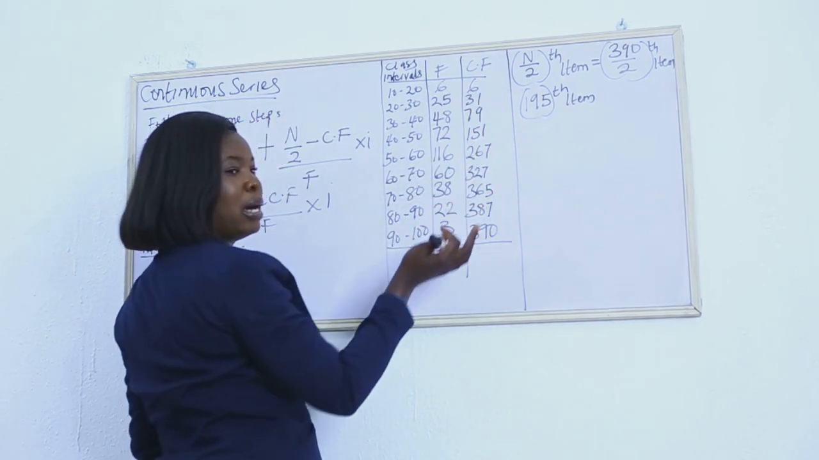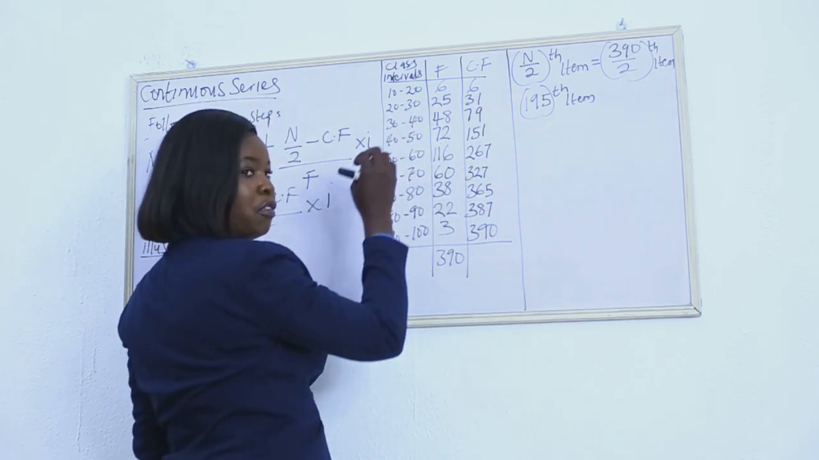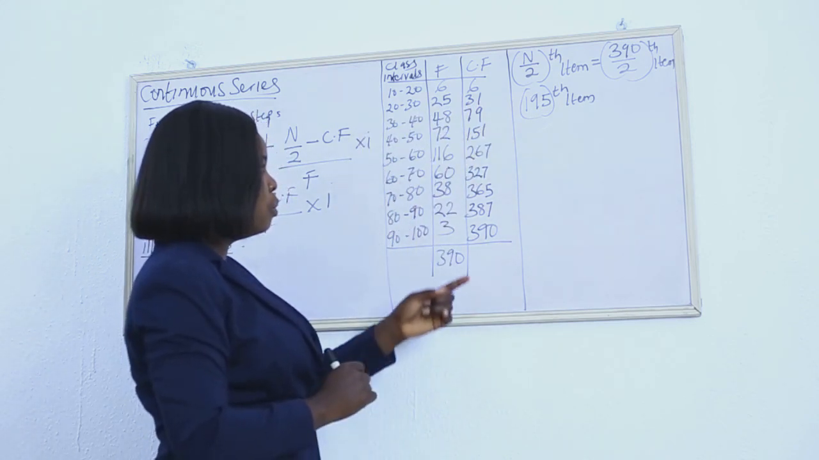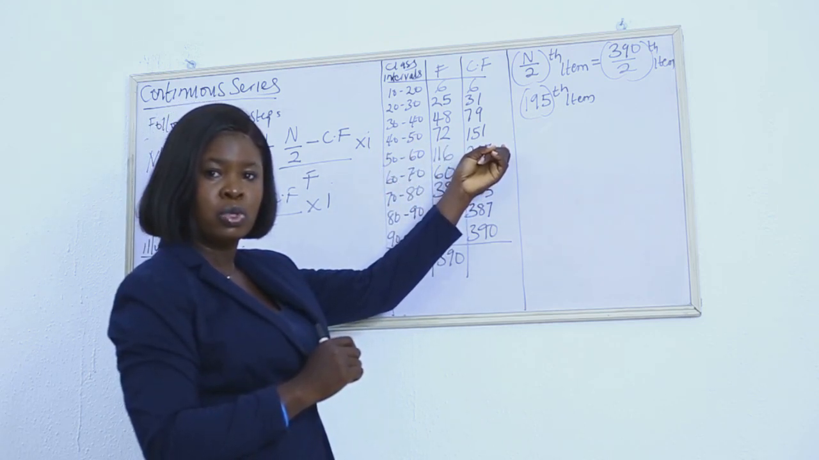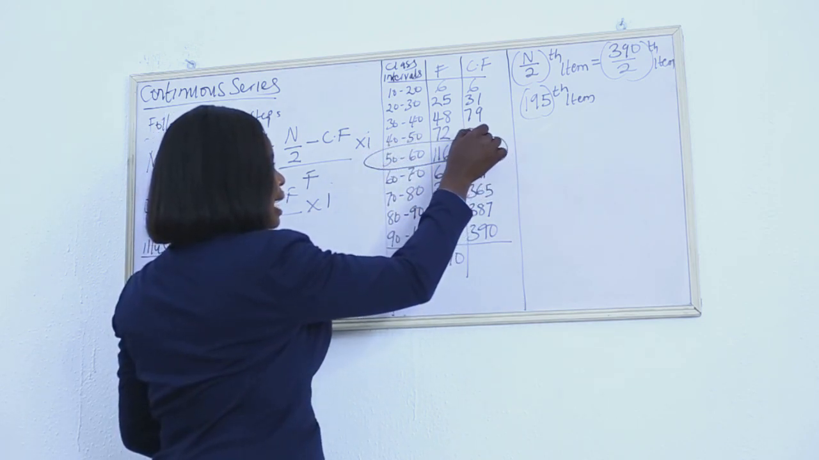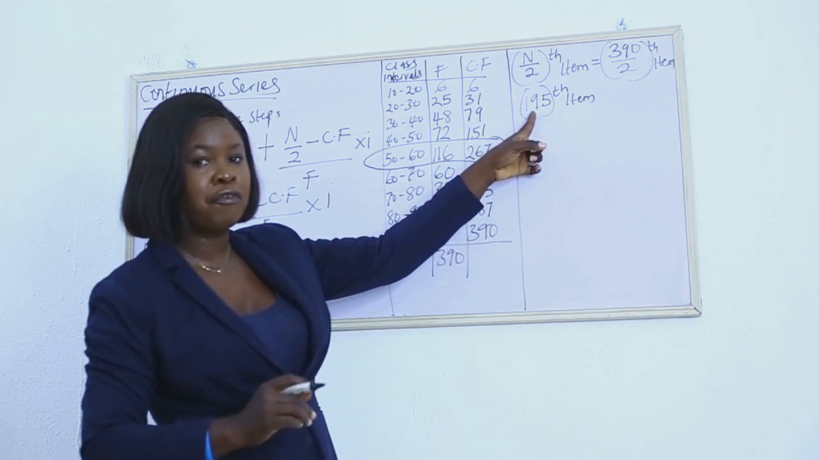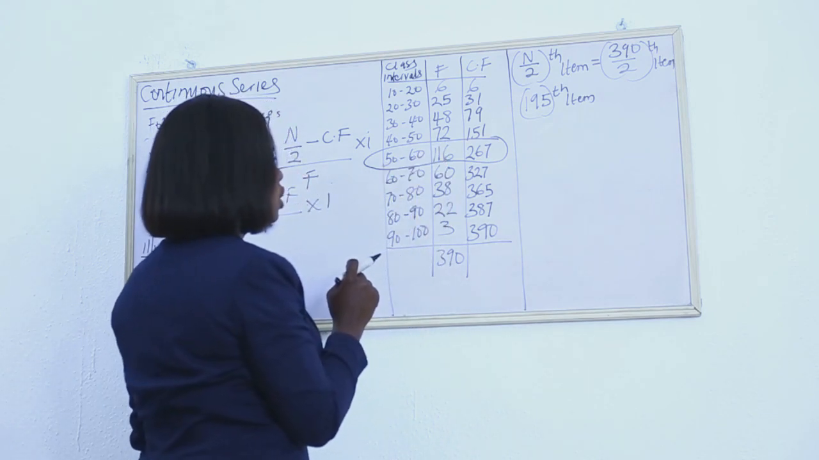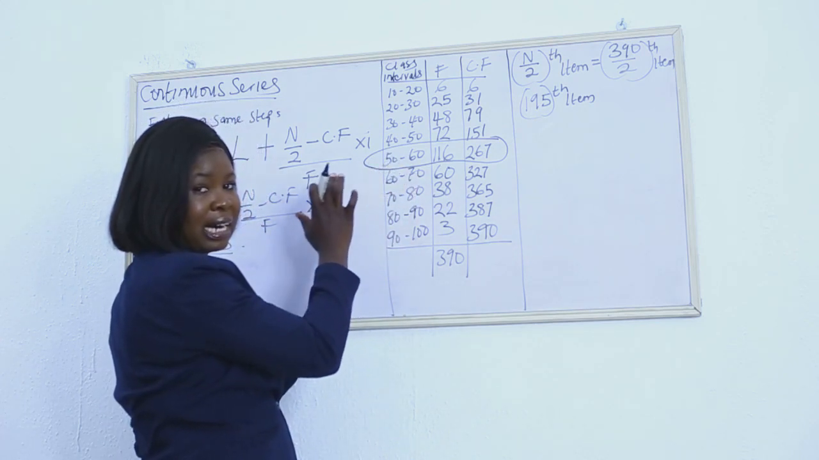Looking at it, 6 cannot accommodate 195. It means we cannot take 195 from 6. We can't take it from 31. We can't take it from 79. We can't also take it from 151. But 195 can conveniently sit in 267. So our median class is 267, because it is the first value that can conveniently take the 195th item. So the frequency for that class is 116 and the class interval for that class is 10.